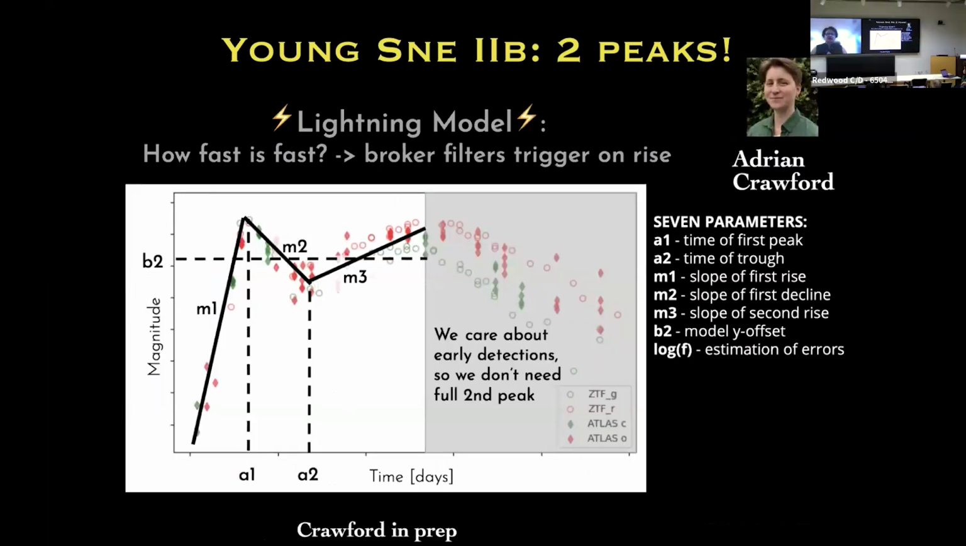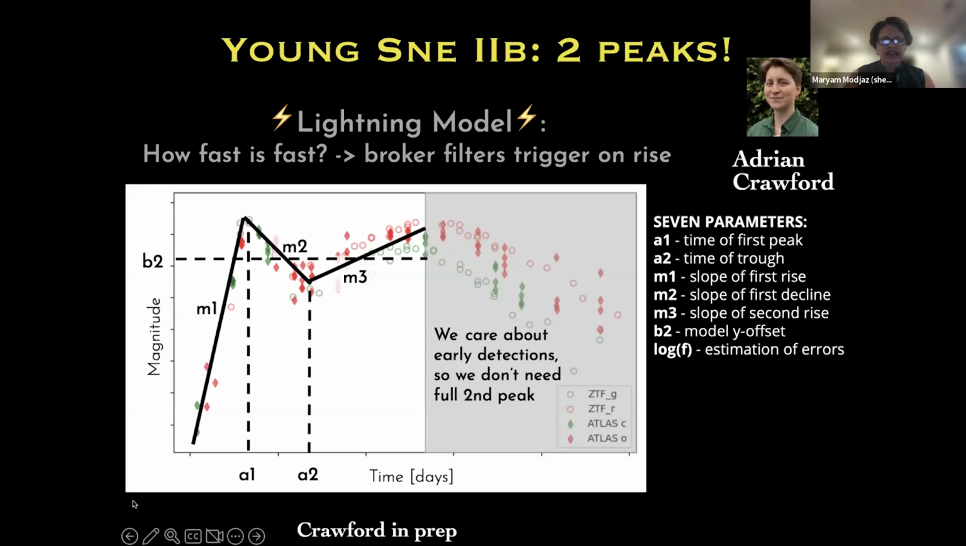Okay. So what did we do with a data set? So we used what Adrian calls the lightning model. And why is that? Well, it looks like a lightning bolt. And we wanted to quantify how fast is fast when we talk about fast transients. And why is that? Well, because broker filters, or the filters we want to design for brokers, easily trigger on the rise or certain kind of change in magnitude, right? So that's what people also use in the literature. They make some assumption about the rise. But here we want to actually measure the rise based on a sample of type 2Bs.